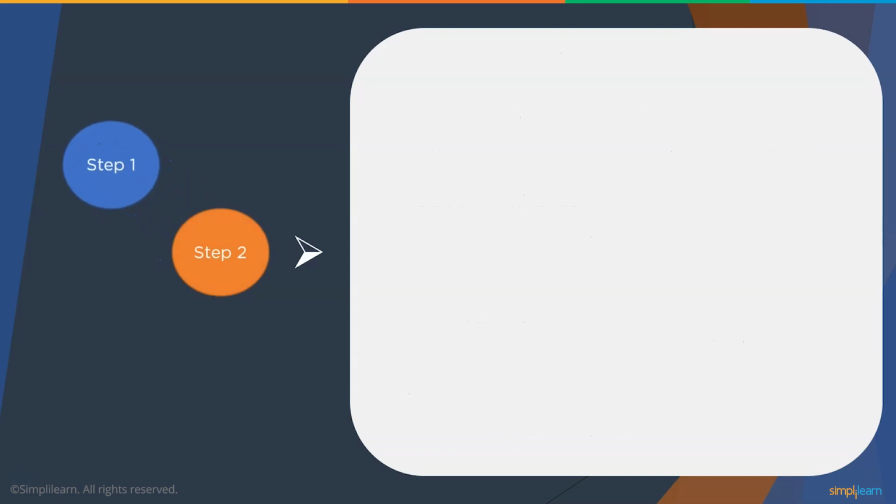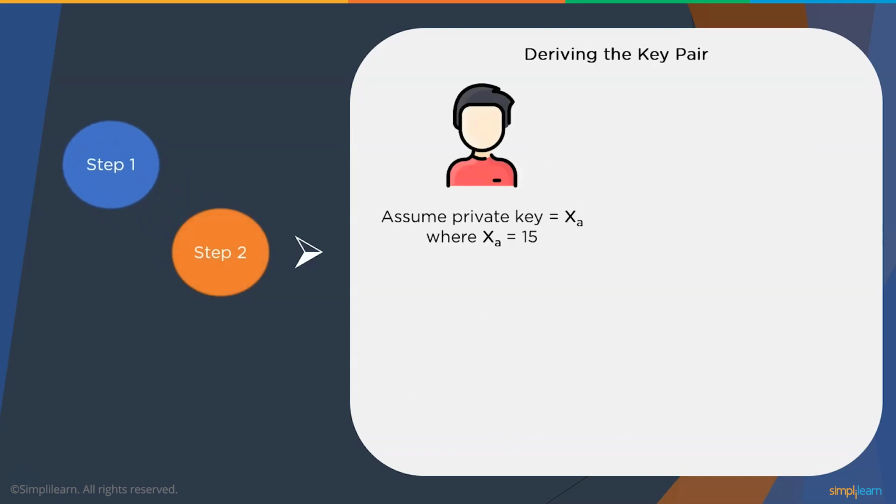In step 2, we need to settle on the private and the public key. For the first user, the private key, which will be considered as XA, let's say we decide it to be 15. Now that we have the value of the private key settled at 15, we can calculate the public key with the formula 3 power 15 mod 17, which is alpha to the power XA mod Q. The value becomes 6. So our key pair becomes 15 and 6, which is the private key and the public key of the first user.